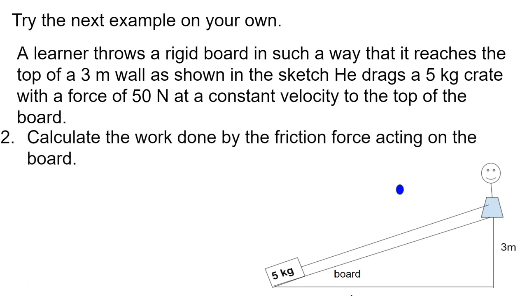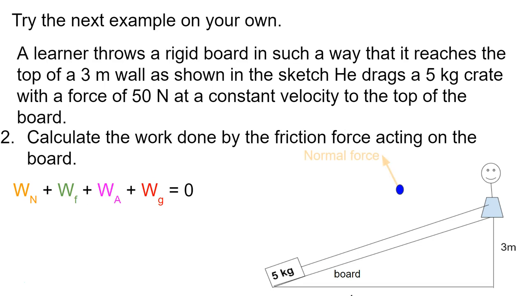Calculate the work done by the friction force acting on the board. Now, one of the clues or tips that we have in this sum is that he tells us he drags a 5 kilogram crate with a force of 15 newtons at a constant velocity. This constant velocity tells us that the resultant force acting on this object must be 0. If the resultant force is 0, it means the resultant work, which is the sum of the work of all the different forces, must also be 0. So I know this to be true.